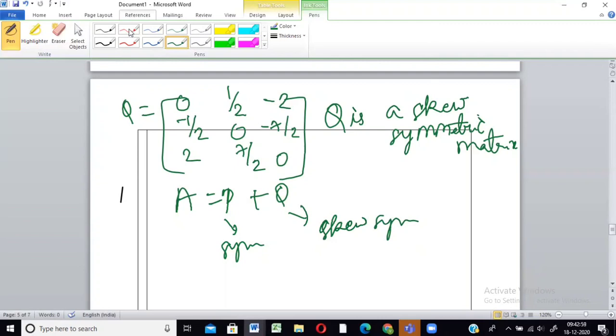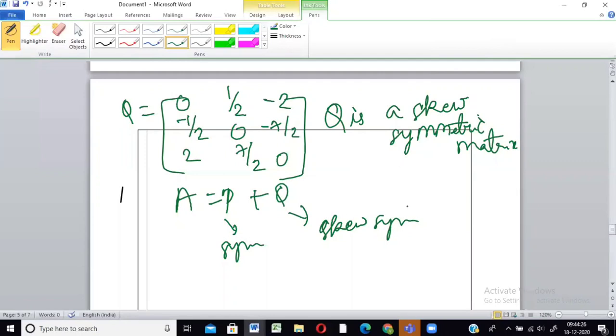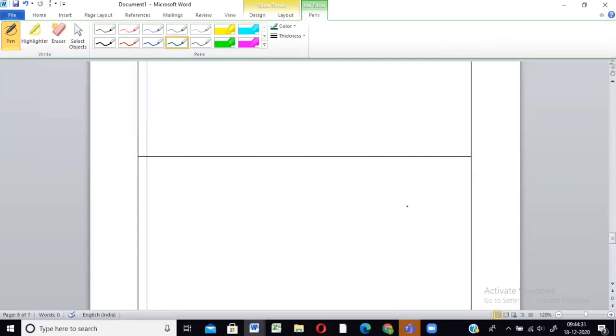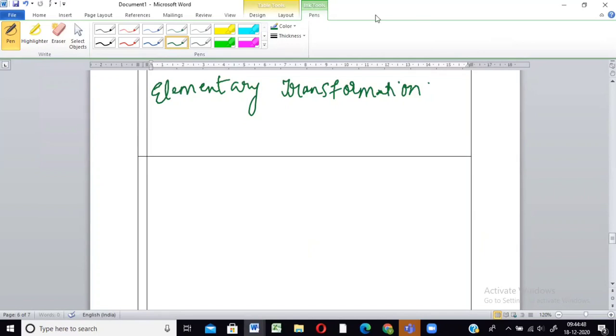Now we have to move to elementary transformation. We're going to start with elementary transformation as I said. Now why do we need this elementary transformation? One major application is finding the inverse. We will learn this, and a few properties you have. With the help of those, we can easily find the inverse of a matrix.